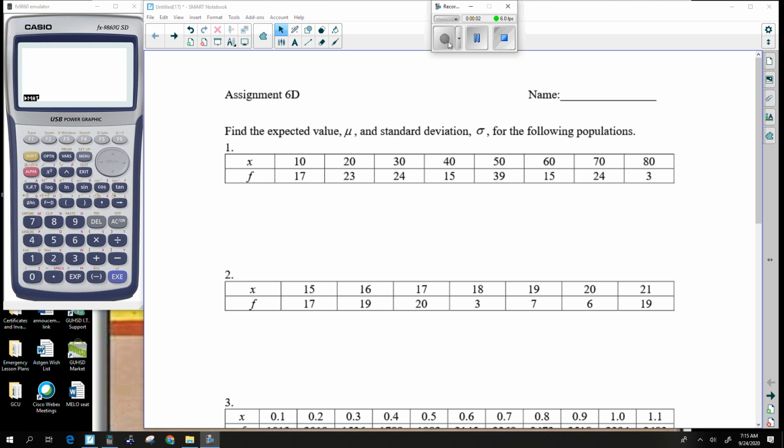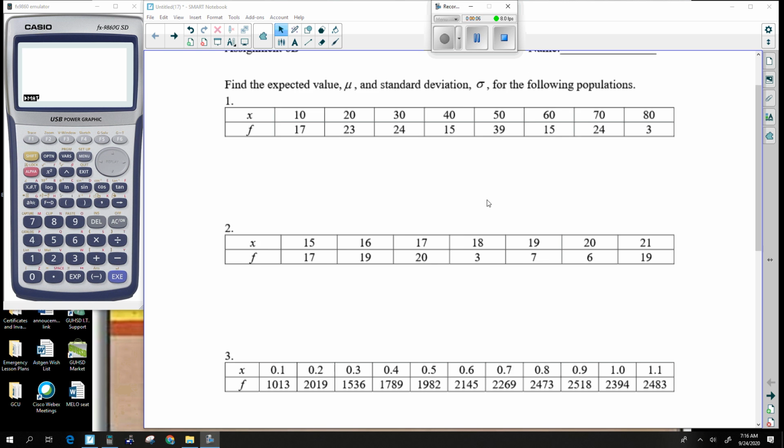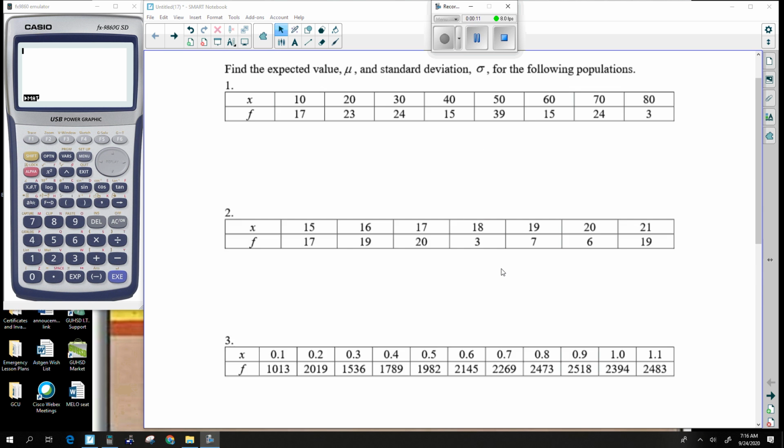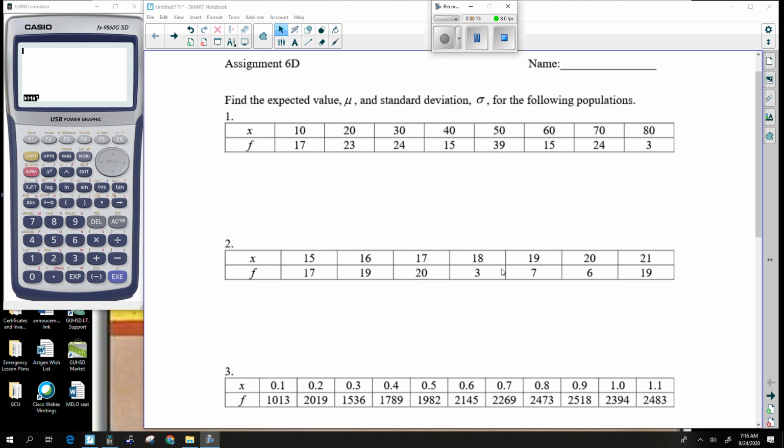All right, this is assignment 6D. This is very similar to assignment 6C. However, there's a fun little problem down here at the bottom just to see if you know how to use your calculator. All right, so again, focusing on the key aspects of this.